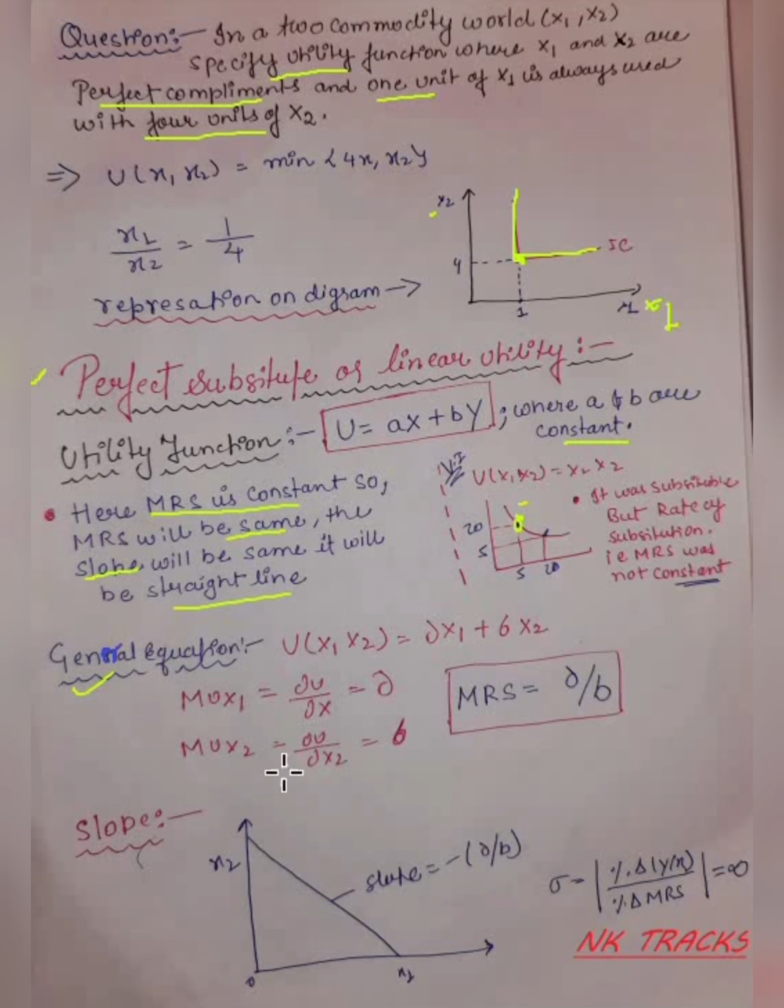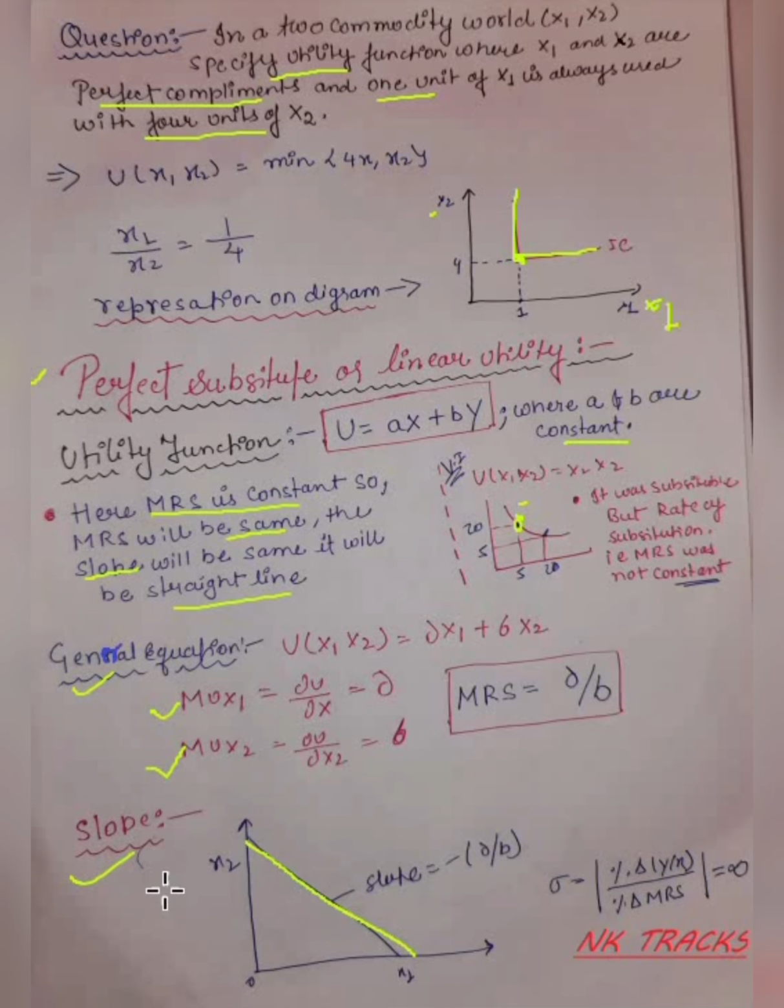So if we differentiate with respect to x1, what will be the marginal utility of x1? du by dx1 is equal to alpha, and marginal utility of x2 is equal to du by dx2 is equal to beta. So what is the value of MRS? The value of MRS is alpha by beta. So how will we derive the slope? The slope will be a straight line.